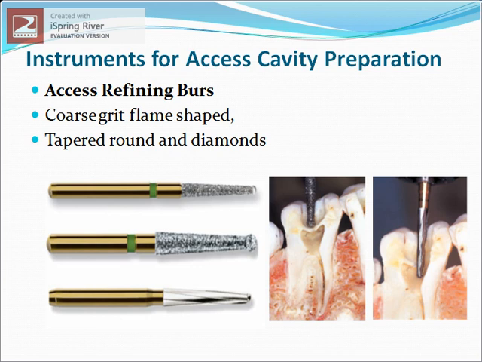Access refining burrs are a group of dental burrs as shown in the attached pictures. The coarse grit flame-shaped burr is used for the initial preparation. Then the refining of the walls of the access cavity will be achieved by the tapered round and diamond burrs.